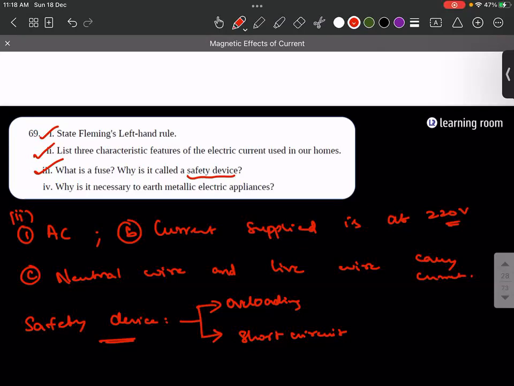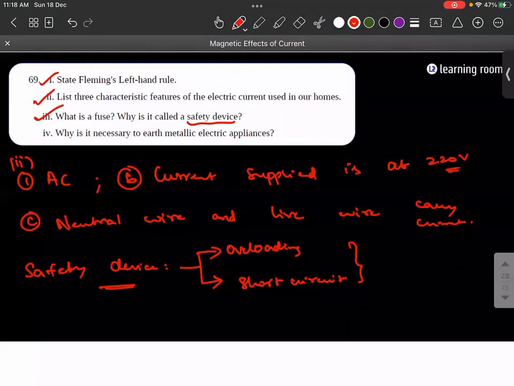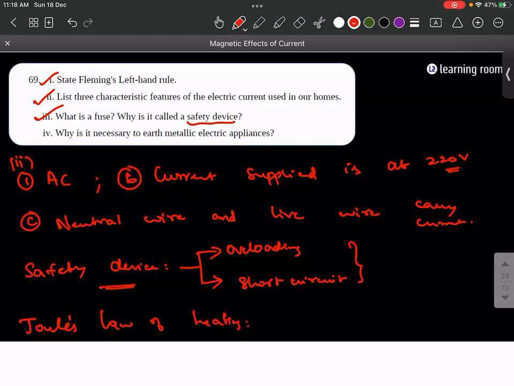So what will it do? How will this device protect us from these accidents? What principle does it take into consideration? It uses the concept of Joule's law of heating, and it has a low melting point. For the small amount of heat that is generated, the fuse wire will melt.